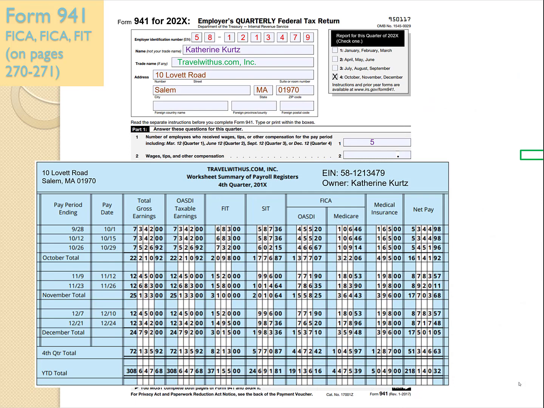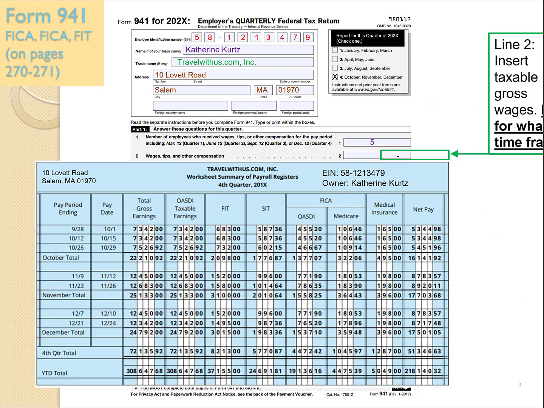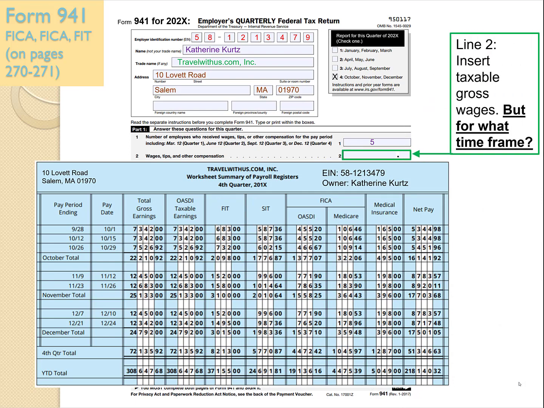Line 2, wages, tips, and other compensation. Now in this problem we're doing, the employees do not get any tips. So we're going to insert the taxable gross wages, but for what time frame? Is it for the full year, a pay period, for a quarter? Well, remember, we're working on the 4th quarter, so we need the 4th quarter gross wages. So where would we find it on our table?